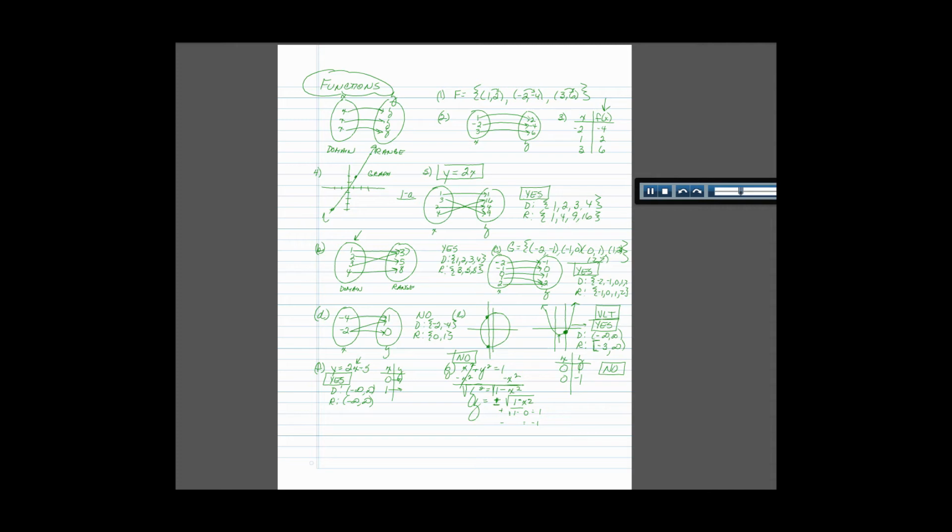All right, let's look at the next page, which talks about restrictions on the domain, or domain restrictions. There's two situations where there's a restriction. One is when you have a variable in the denominator, that's the most common one, and two, when there's a variable under a radical sign. So let's look at a couple of those.